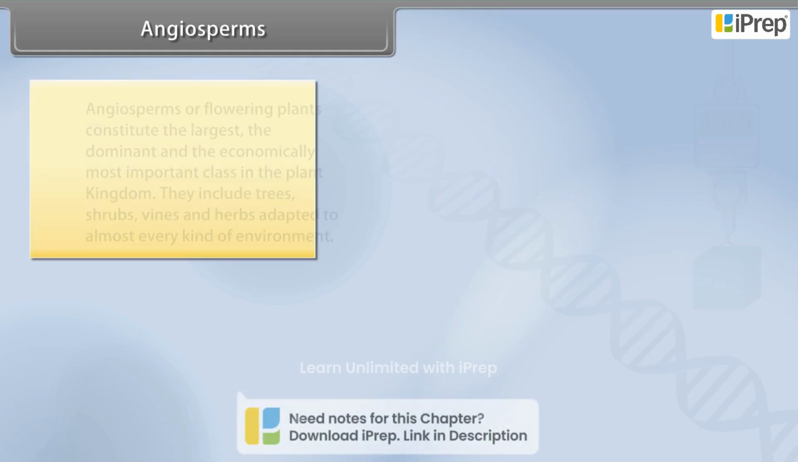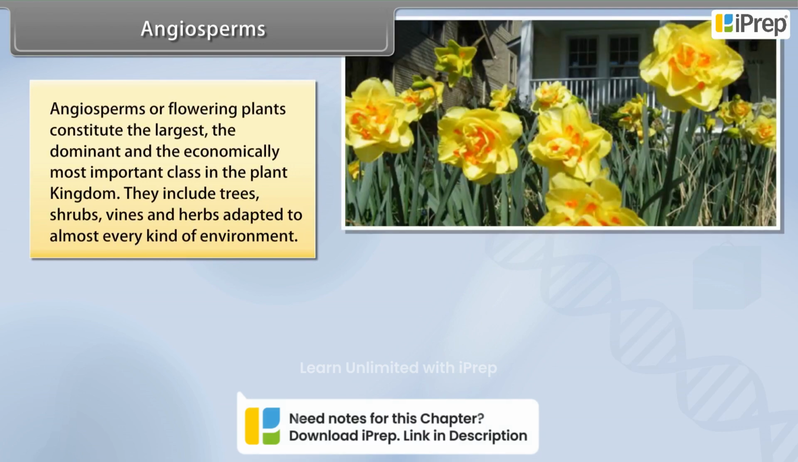Angiosperms. Angiosperms or flowering plants constitute the largest, the dominant and the economically most important class in the plant kingdom.